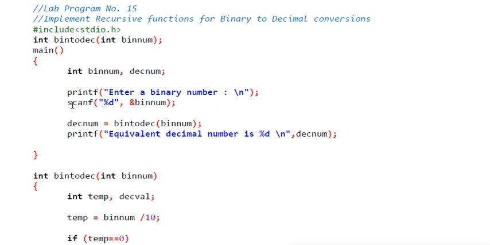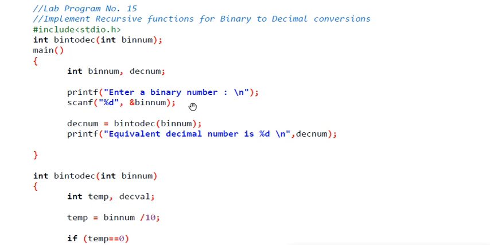So using the scanf function, we are going to read the binary number. The format specifier is %d, and we will give the ampersand BINNUM, that is the binary number. So whatever the user gives will be stored in this binary number variable.